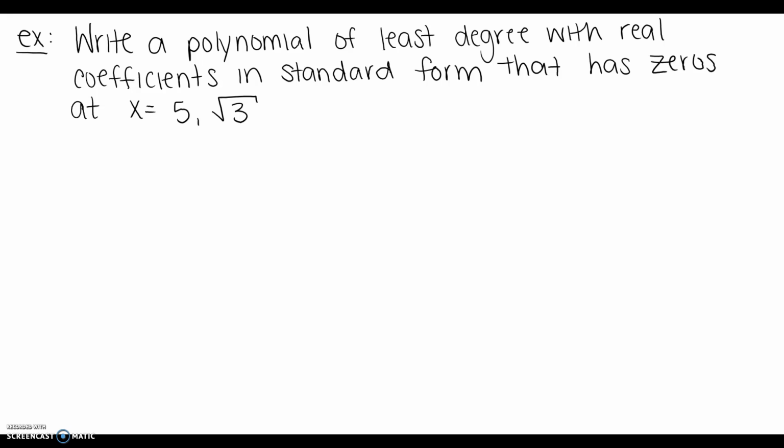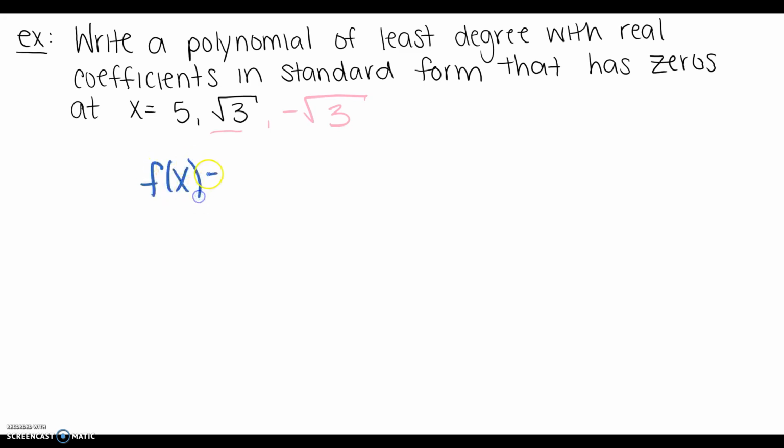Write a polynomial of least degree with real coefficients in standard form that has zeros at x equals 5, x equals the square root of 3. So right away, trying to trick you, if we know that the square root of 3 is a 0, we also know that the negative square root of 3 is also a 0. So now that we have that written down, we can dive into this problem.